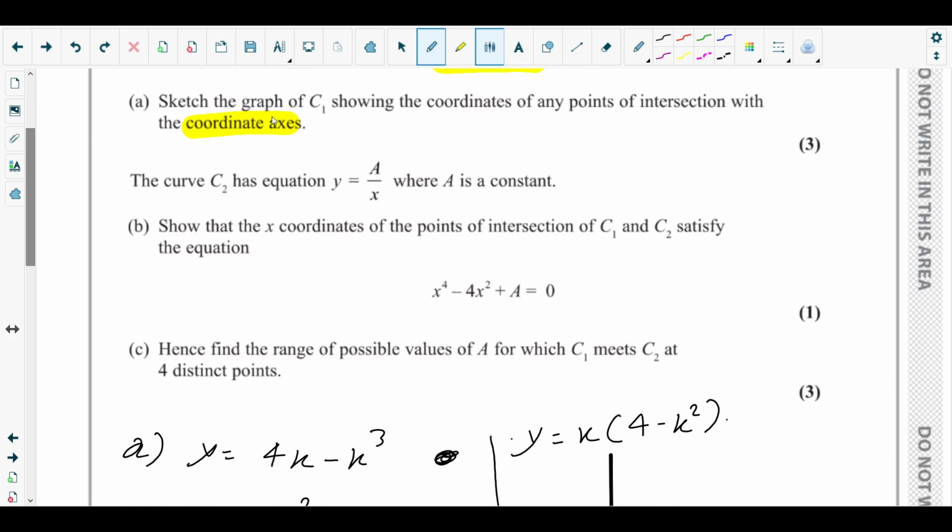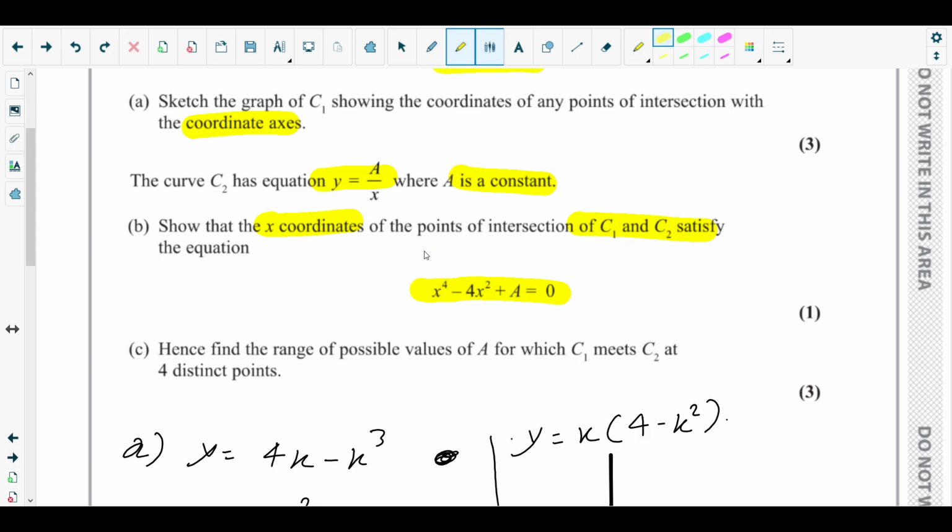For part B, the curve C2 has equation y equals a over x. This is a reciprocal equation, where a is a constant. For part B, show that the x coordinates of the points of intersection of C1 and C2 satisfy the equation x to the power 4 minus 4x squared plus a equals 0. We need to show that. In this paper, points of intersection is a very frequent question.